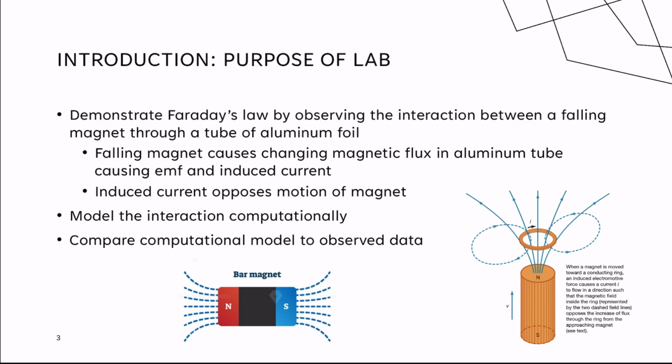So the purpose of this lab was to demonstrate Faraday's law by observing the interaction between a falling magnet through a tube of aluminum foil. The falling magnet causes changing magnetic flux in the aluminum tube, which causes an EMF and an induced current, and the induced current opposes the motion of the magnet falling. Then we modeled the interaction computationally, and then we compared our computational model to our experimentally determined time.